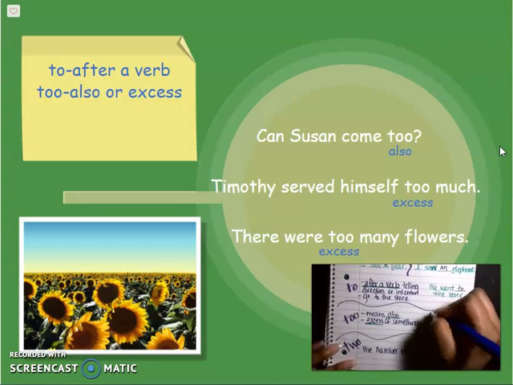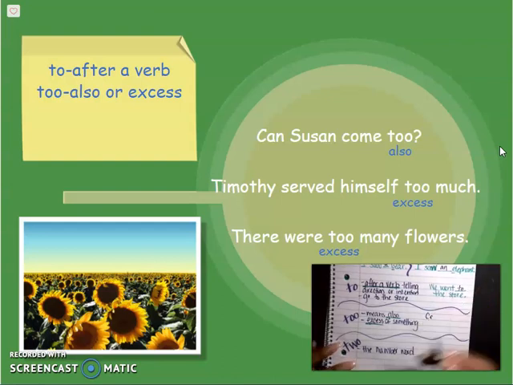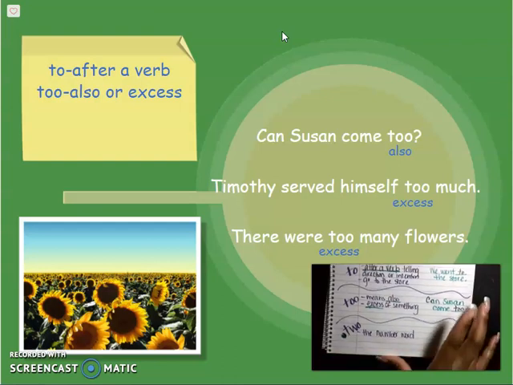I would like for you to write, can Susan come also? I'm sorry, I meant to say, can Susan come too? Even though too does mean also, they are synonyms.